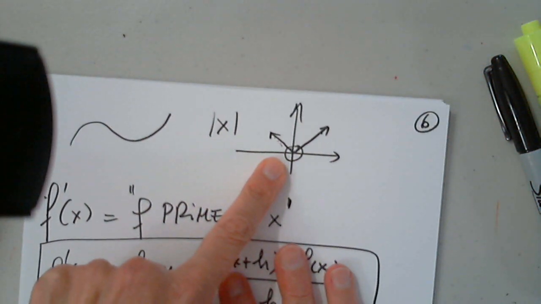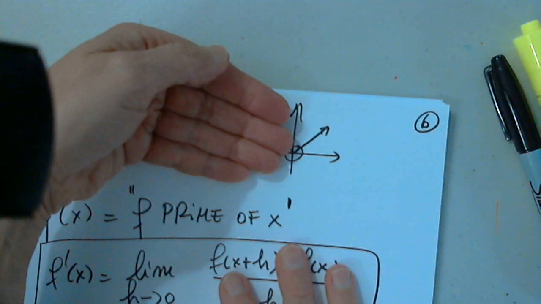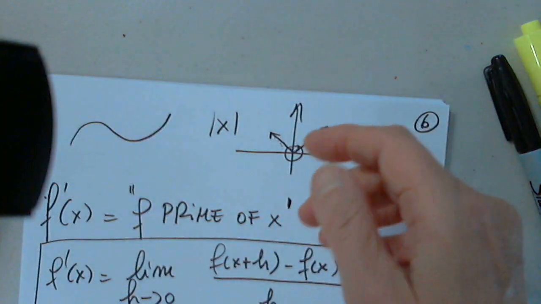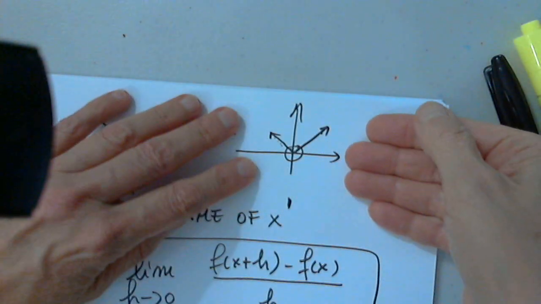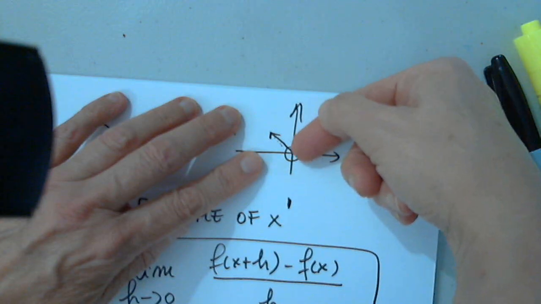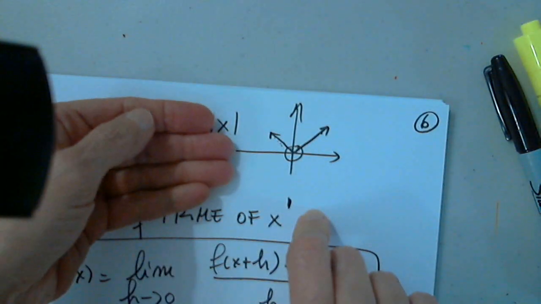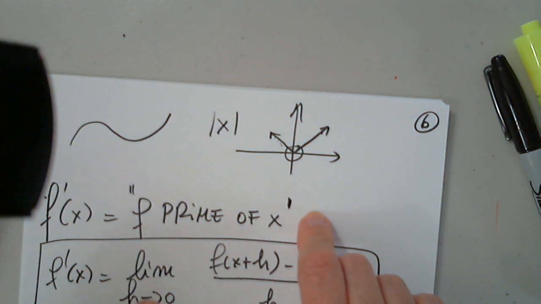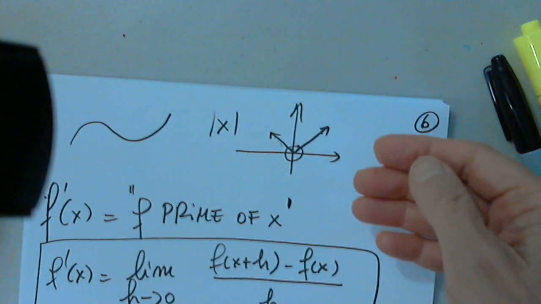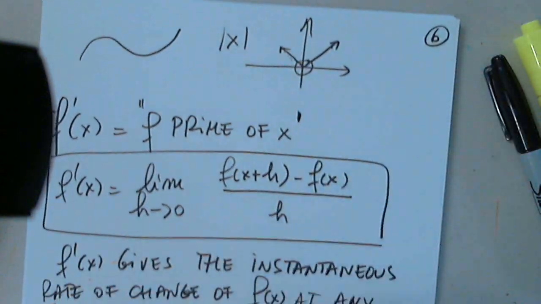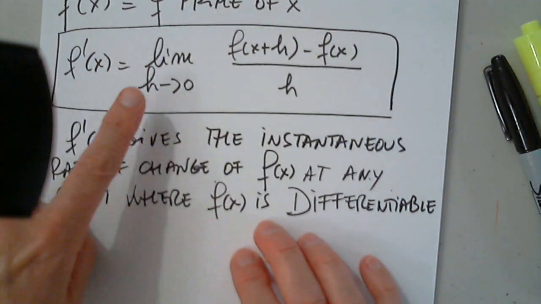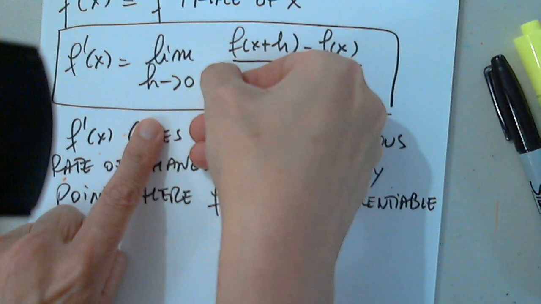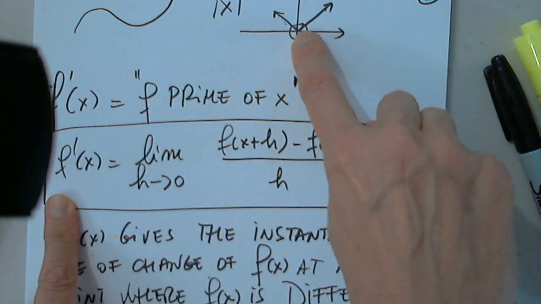See here, the limit of the difference quotient from the left is a negative number. The slope is negative. And the limit from the right, the slope is positive. As h approaches 0 from the left, the slope is negative. As h approaches 0 from the right, the slope is positive. So at 0, the limit as h approaches 0 from the right will not equal the limit from the left, which means f prime does not exist at 0.